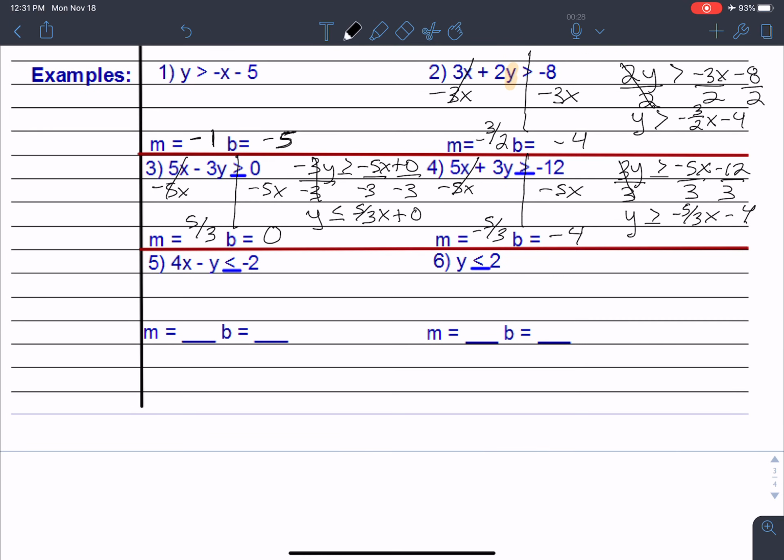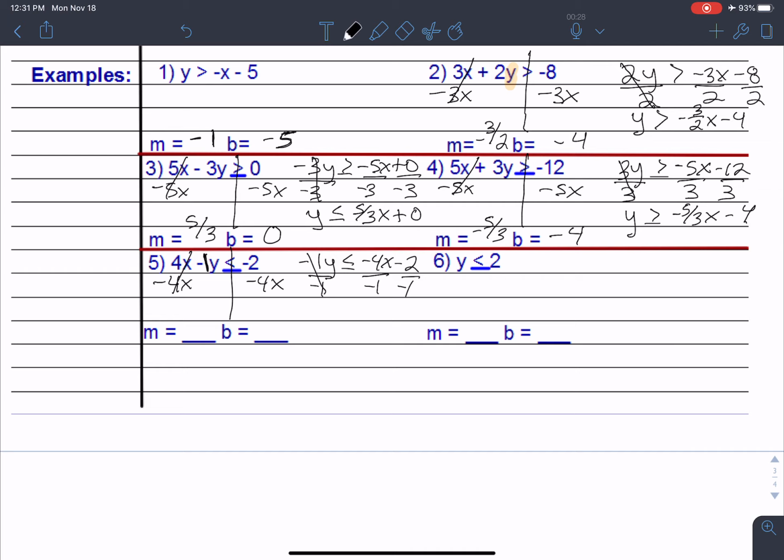All right, last two. Split my inequality in half. I'm going to go ahead and put a 1 in front of this -y so that I know that it's there. Going to subtract 4x from both sides. My 4x's cancel. I still have a -1y is less than or equal to -4x minus 2. Okay, and right here, that -1 matters. I have to divide everything by -1.